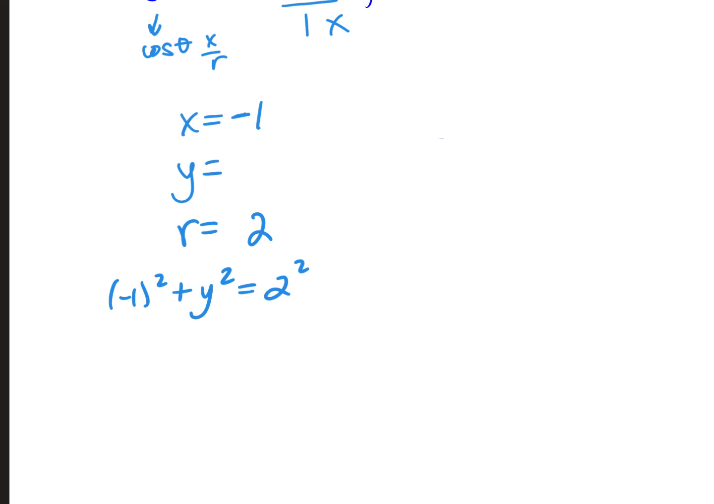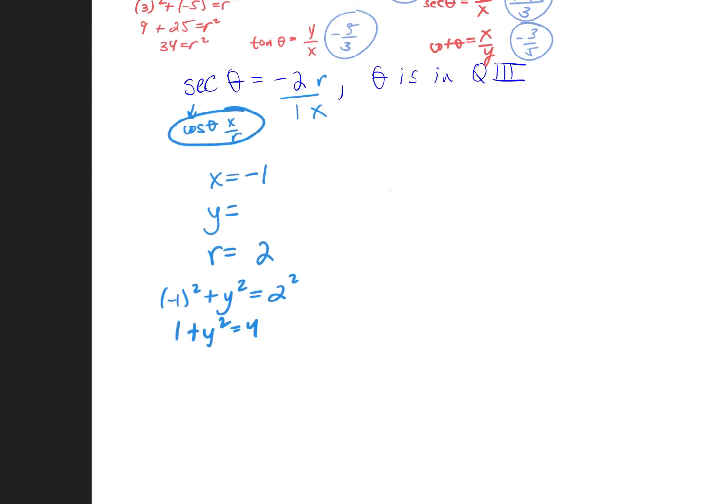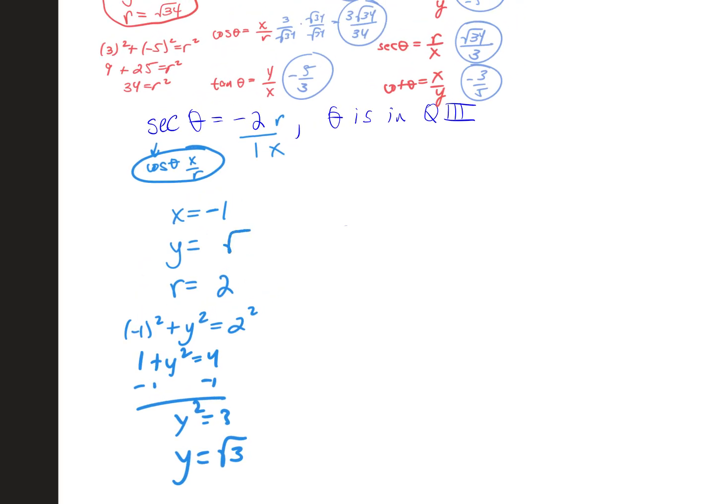I'm confused because since it's secant, wouldn't it be flipped? Why wouldn't it be like x over? It is flipped. Secant is r over x. Cosine is x over r. That's why I identified its parent trig function and then said, oh, okay, this is what's flipped. So when I work this out, I get 1 plus y squared equals 4, right? Subtract 1 from both sides. So y squared equals 3. So y is the square root of 3.